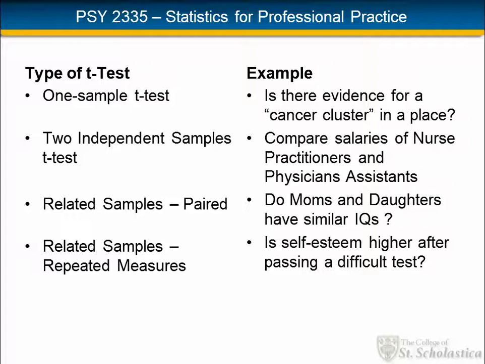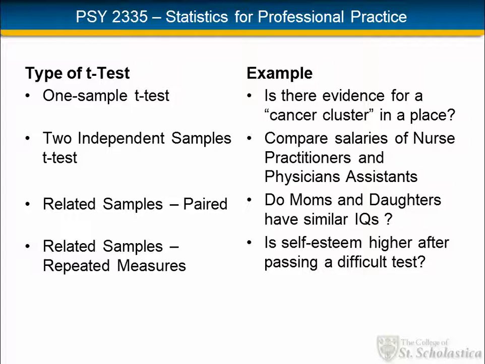The third kind of t-test is one where the samples are related, and it may be that they're paired, meaning that we take measures from two different people and look at their differences. So we might ask, do moms and daughters have similar IQs to each other? Another kind of related samples test is a repeated measure, where we measure the same person twice. For instance, is self-esteem higher before passing a difficult test or after passing a difficult test?